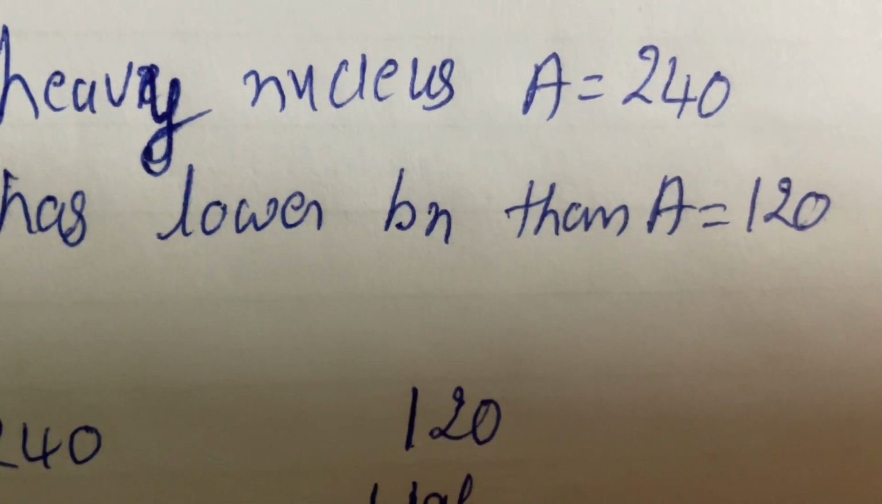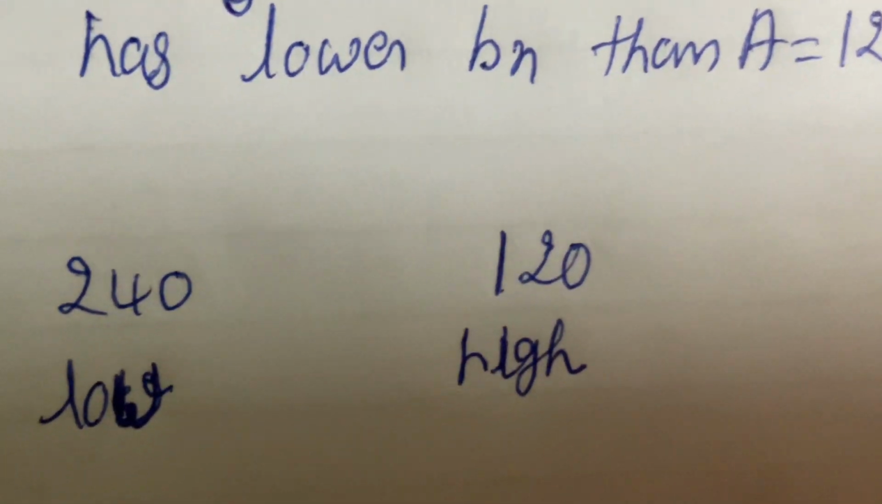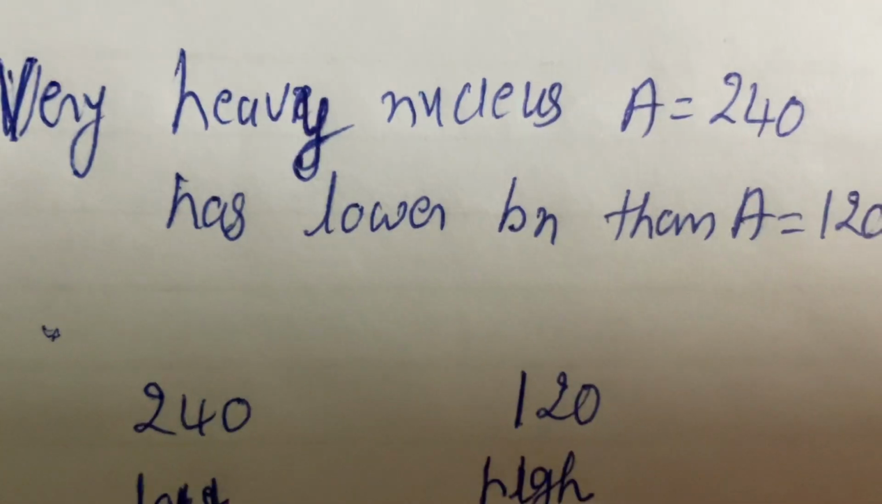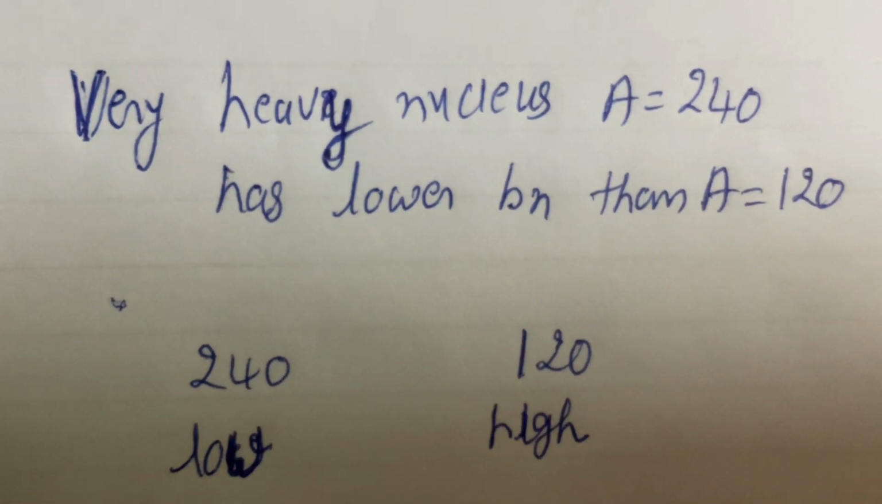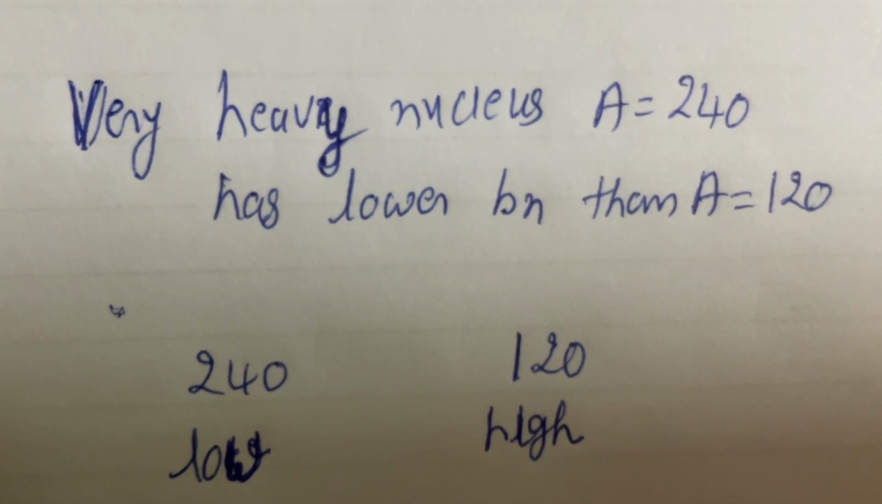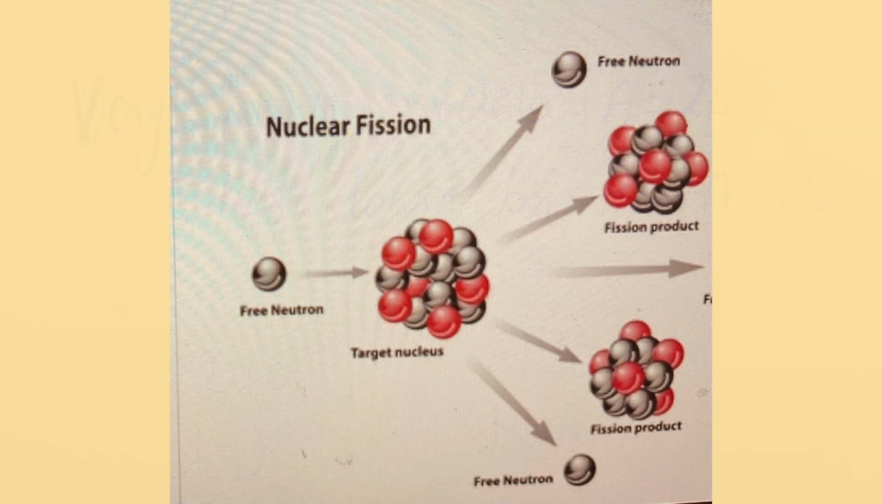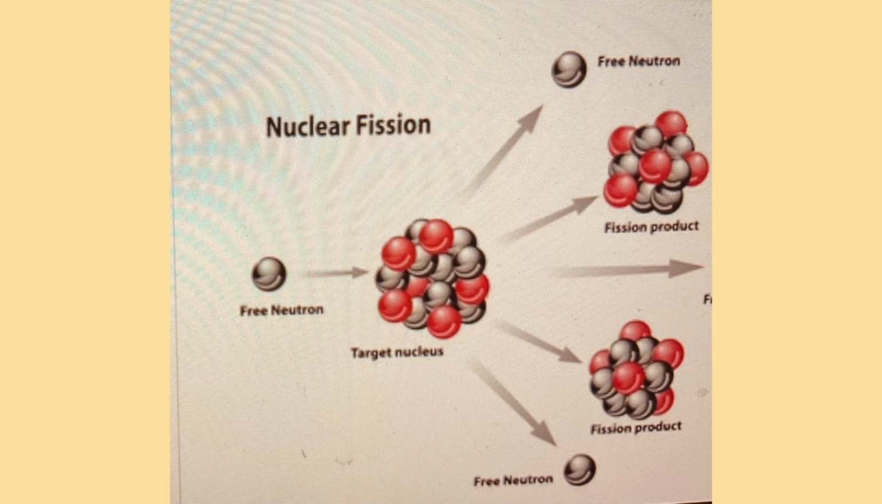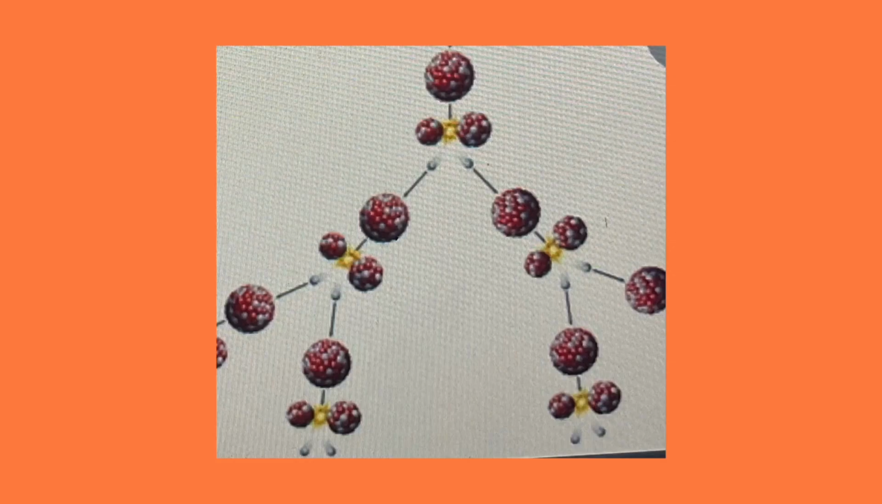And now you can observe one more thing, that a nucleus having mass number A equal to 240 has lower binding energy than a nucleus having mass number A equal to 120. So if we break a nucleus having 240 mass number into two nuclei of 120 mass number, what will happen? They will be more tightly bound, and so energy will be released. And it is also called fission.